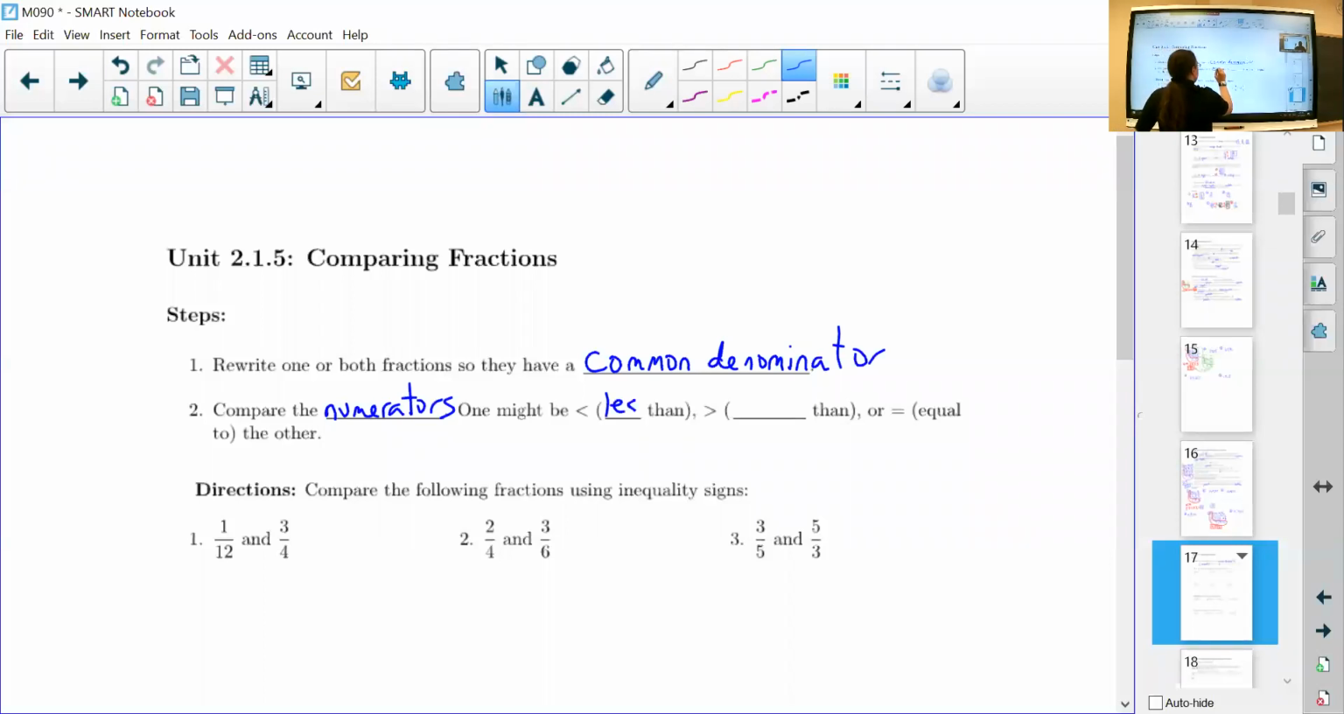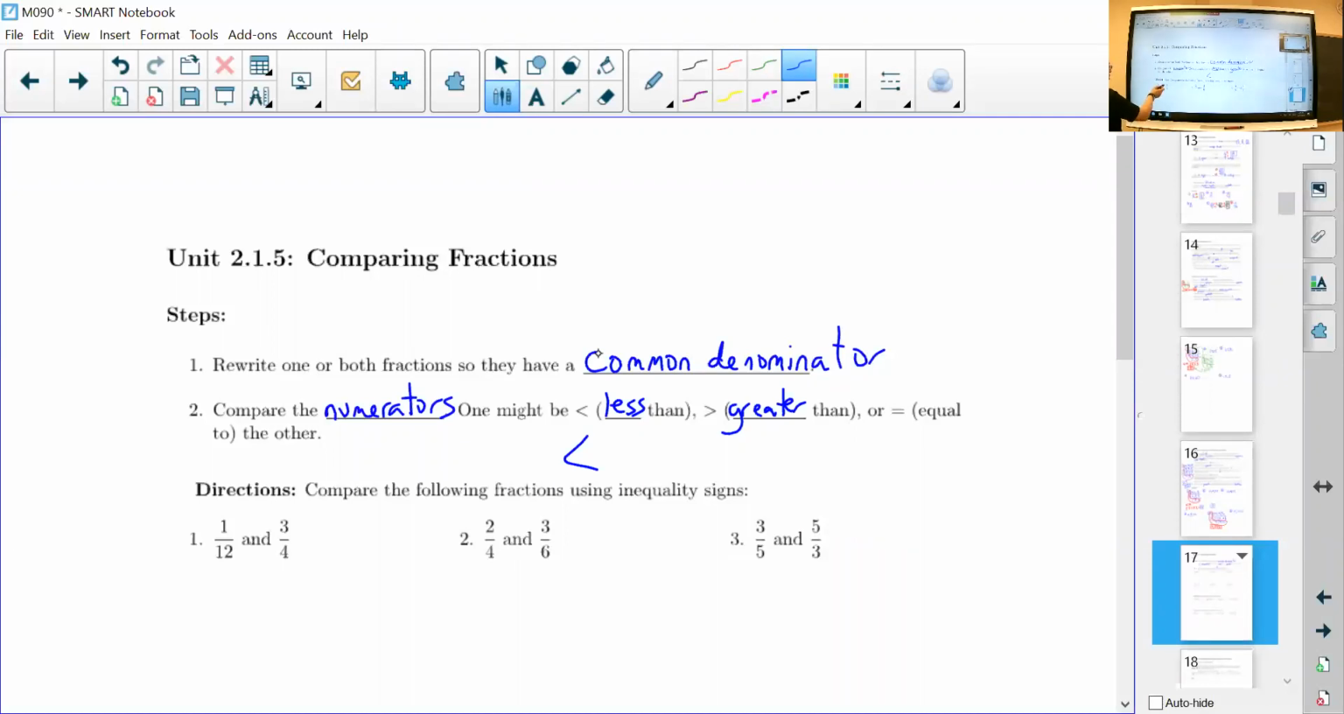Might be less than, greater than, or equal to. If you have trouble remembering less than, greater than, a trick that I learned is that less than looks kind of like an L. You just turn your head a little bit, you get that that's an L. So that's less than, that's greater than, or alligator eats the bigger number, Pac-Man eats the bigger number, however you want to remember it. And we're just going to compare using inequality signs.